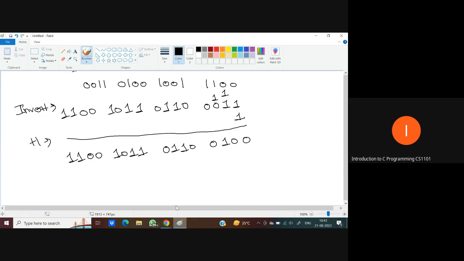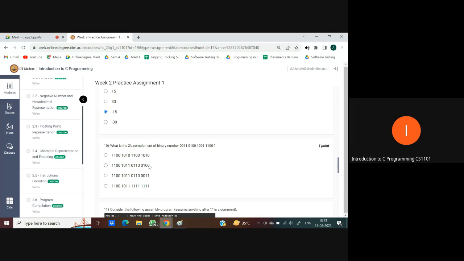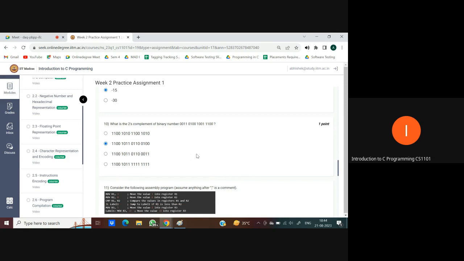So please match the answer. We have 0, 1, 0, 0 as the last 4 digits. So B option is the correct option. 1, 0, 1, 1, 1. Yeah, fine. So B option is the correct answer, and I hope you all are okay with that. Quite easy.